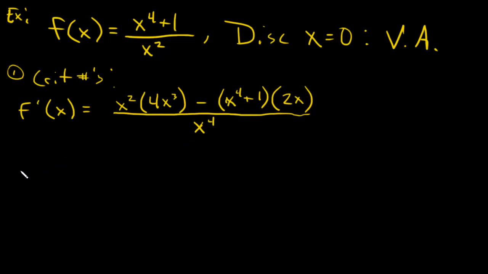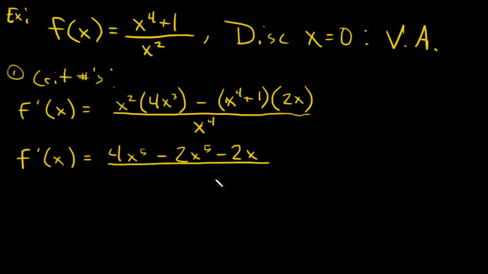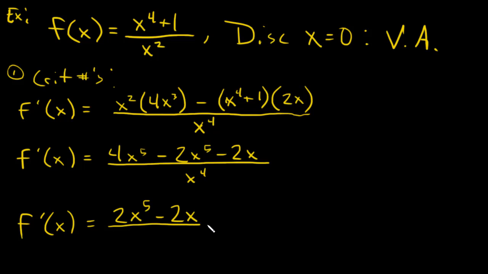Okay, I'm going to kind of make this look a little bit better. So f prime of x is going to equal 4x to the fifth minus 2x to the fifth minus 2x. It's going to happen when I distribute all of this, and that's over x to the fourth. Okay, so now f prime of x is going to equal 2x to the fifth minus 2x over x to the fourth. Okay, now let me go over here to a different page.